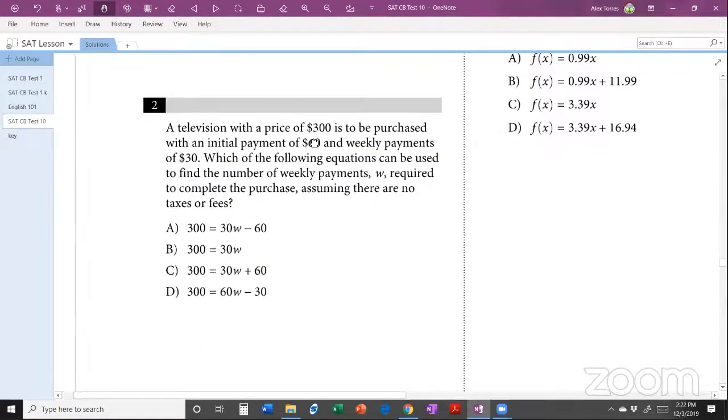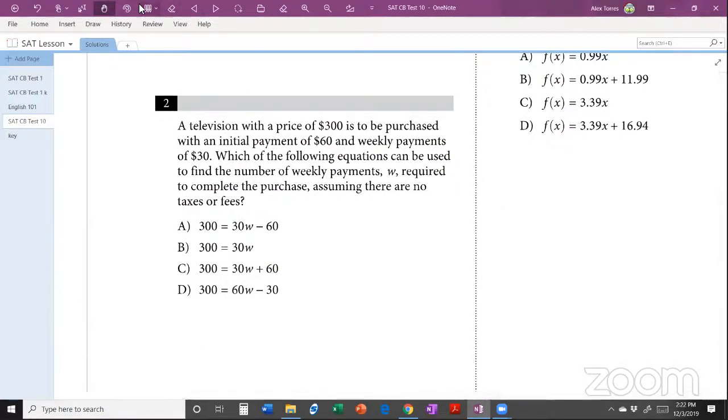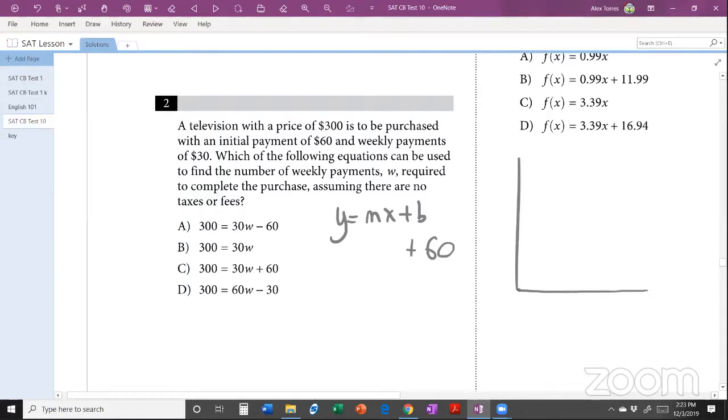Moving right along to this question here. We have a television with a price of 300, has an initial payment of 60, weekly payments of 30, and we're looking for the equation. So this is just your classic y equals mx plus b situation. So we have the initial payment of 60. So just going into linears in general, you have the starting point of 60 and the weekly payments of 30.